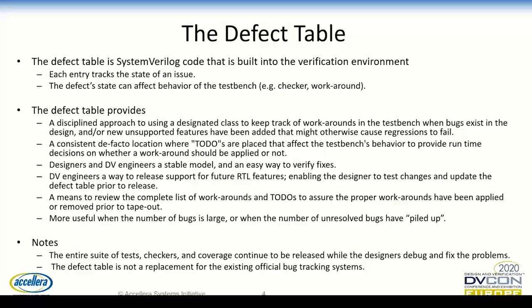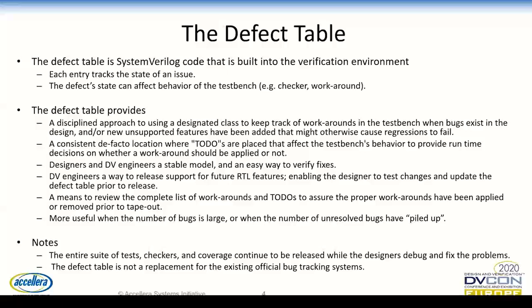And then you can take some actions around each bug. You create some workaround in the test bench. Each entry tracks the state of one bug. The defect state in the SV code can affect the behavior of the test bench. You can have checkers, workarounds. So the table provides a disciplined approach. It has a clear SV class to keep track of all the workarounds in the test bench for the bugs which exist in the design or also the bugs in the test bench.